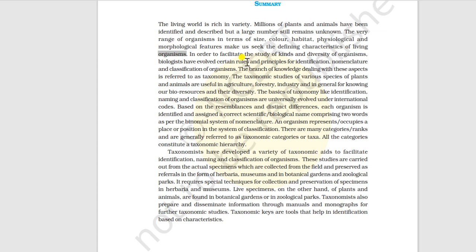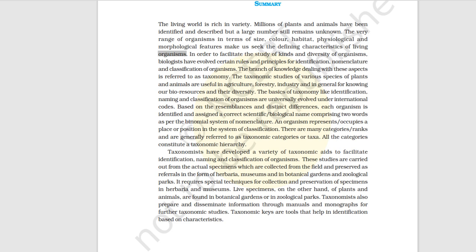Unknown. The very range of organisms in terms of size, color, habitat, physiological and morphological features make us seek the defining characteristics of living organisms. So there is so much range in organisms, in size, color.